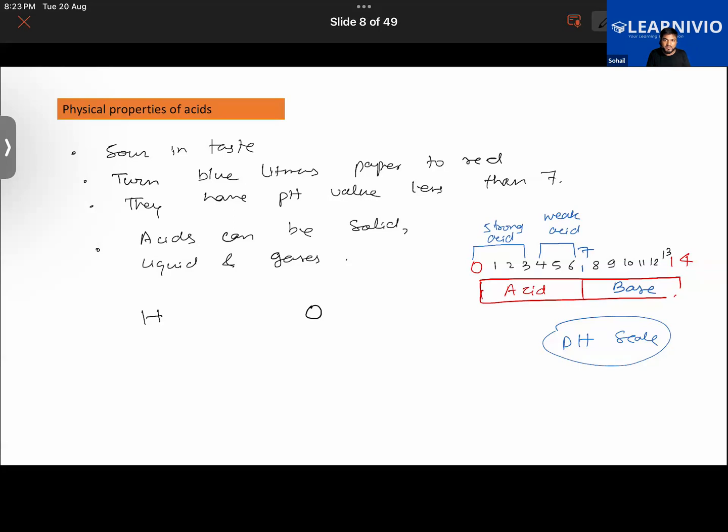Hydrogen and oxygen are elements found in nature, and both of them combine with each other to form what? Water. Water is H2O, no? Hydrogen and oxygen combine to form water.